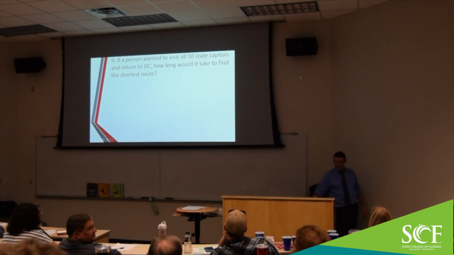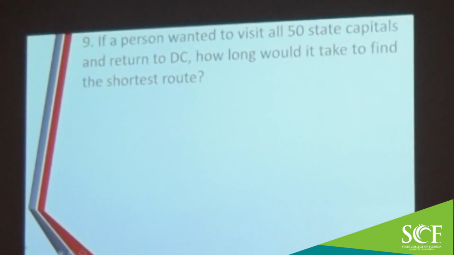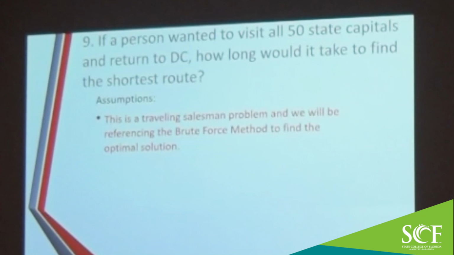I got this one. If a person wanted to visit all 50 state capitals and return to D.C., how long would it take to find the shortest route? Too long is right. Okay. So just think about this. Here's some assumptions. This is what we call a traveling salesman problem. We're referencing the brute force method to find the optimal solution.